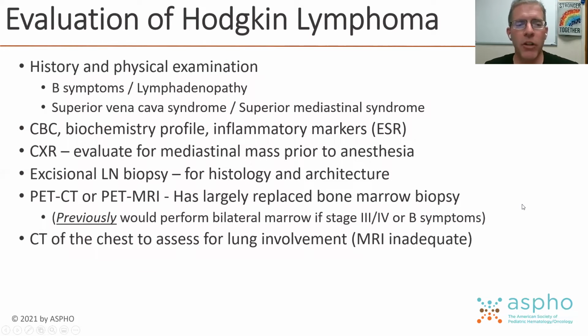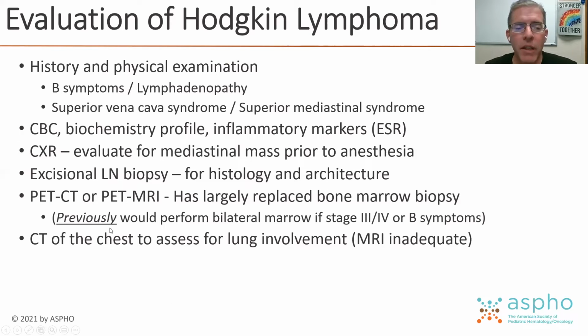So in terms of the evaluation, obviously a history and a physical examination: you ask about B symptoms, you look for lymphadenopathy, you very specifically look for superior vena cava syndrome and superior mediastinal syndrome, which I will mention a little bit later. CBC, chem profile, inflammatory markers. You always do a chest x-ray to evaluate for mediastinal mass prior to anesthesia. You try to do an excisional lymph node biopsy. We look at that for histology and architecture. You certainly can do a core needle biopsy, but an excisional one is better.